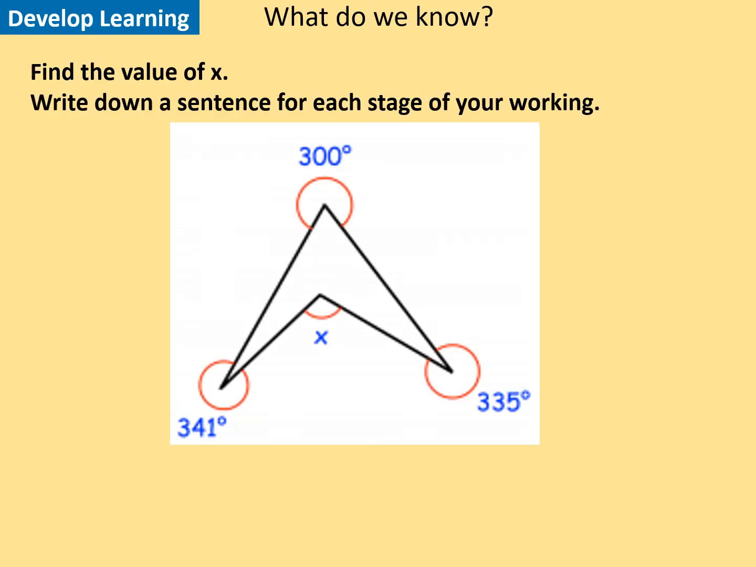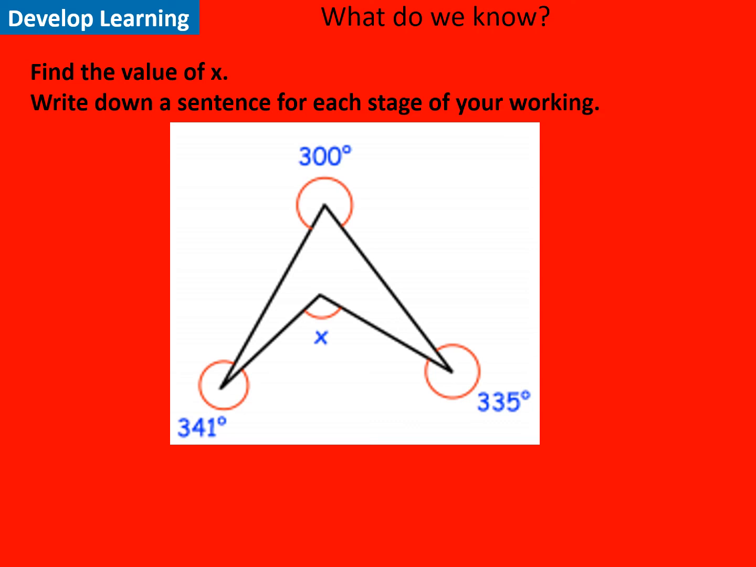Let's have a go at this slightly harder question. Find the value of x. Write down a sentence for each stage of your working. What I would like you to do is to sketch this diagram with a pencil and ruler on the paper in front of you. Remember that you now have some knowledge on how to calculate angles in a quadrilateral, which is again a four-sided shape. Please time 5 minutes to do this task, and once you are done, we can go through the answers. Please pause the video, sketch this diagram, time 5 minutes, and off you go.